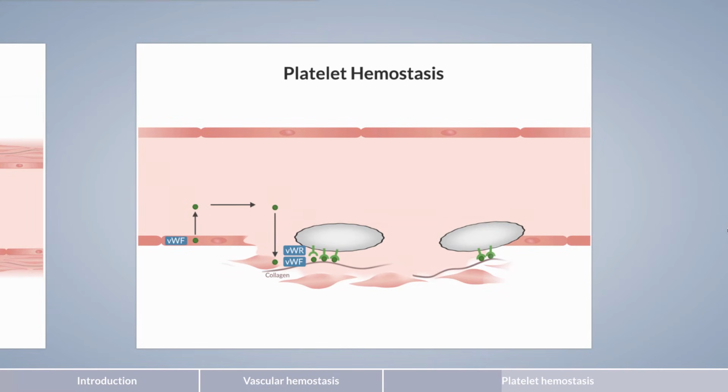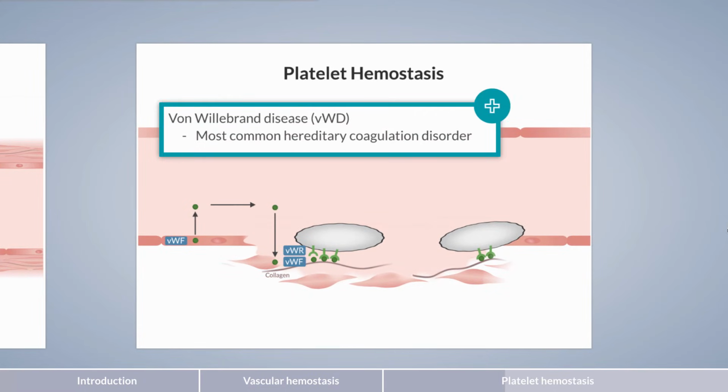The first condition is von Willebrand disease, the most common hereditary coagulation disorder. Von Willebrand disease is caused by a defect or a deficiency in von Willebrand factor, resulting in impaired platelet adhesion and bleeding tendency. There are 3 types, each presenting with a different degree of bleeding tendency. Further information on von Willebrand disease can be found in its respective chapter via the link.